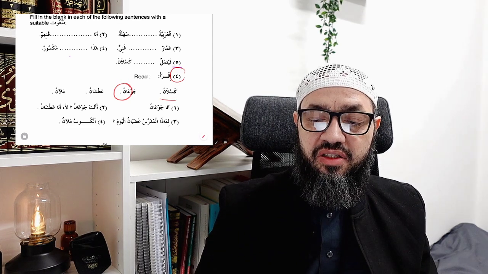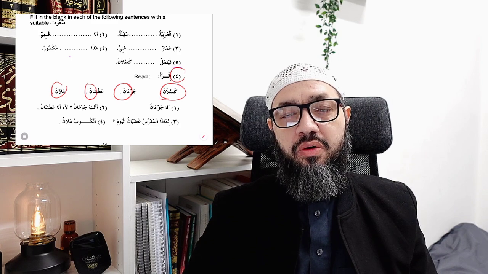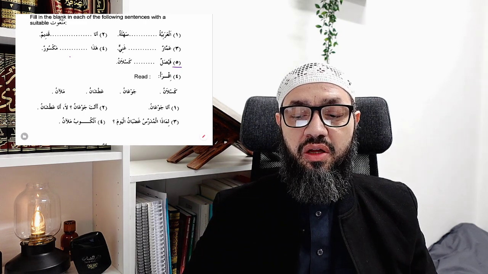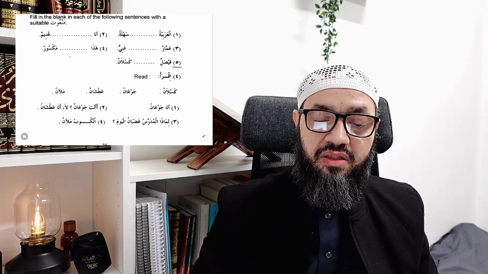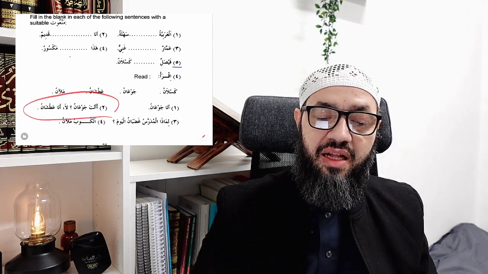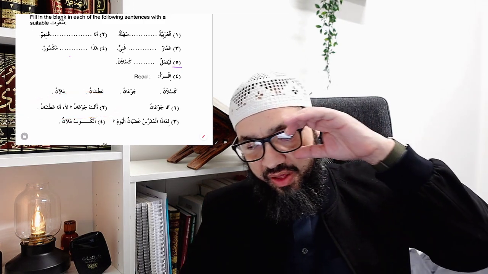Then number 4, it says read. What is it saying? It's showing you that these words, which is kaslanu, which means lazy, jaw'anu, it means hungry, atshanu, thirsty, mal'anu, they all have the same pattern and they all end in alif and noon. And when they end in alif and noon, they don't take tanween, even though they don't have alif and lam at the beginning of it. For example, if you look at this number 2, it says anta jaw'anu, la ana atshan. Are you hungry? No, I am thirsty.